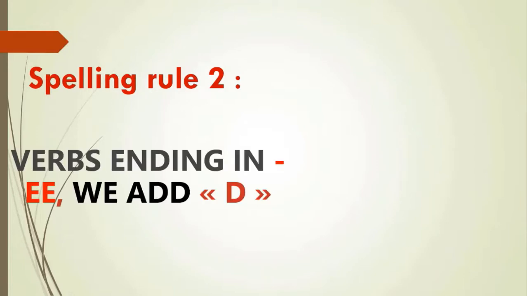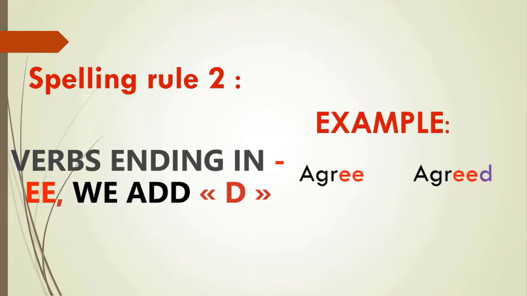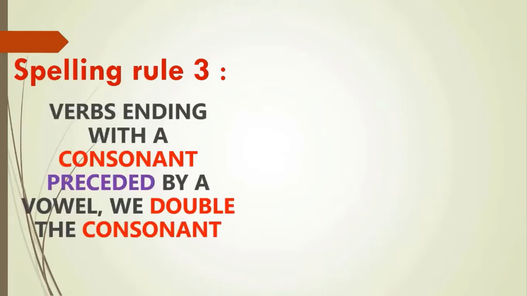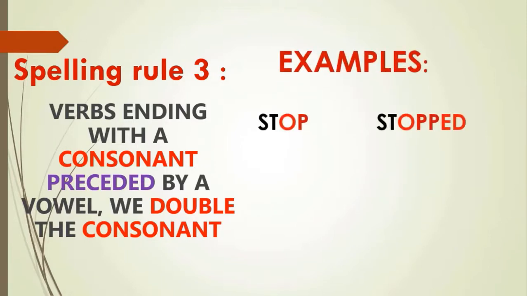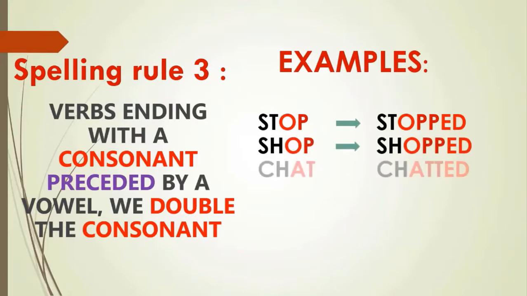Spelling rule 2. Verbs ending in double E, we add D. Example: agree, agreed. Spelling rule 3. Verbs ending with a consonant preceded by a vowel, we double the consonant. Examples: stop, stopped; shop, shopped; chat, chatted.